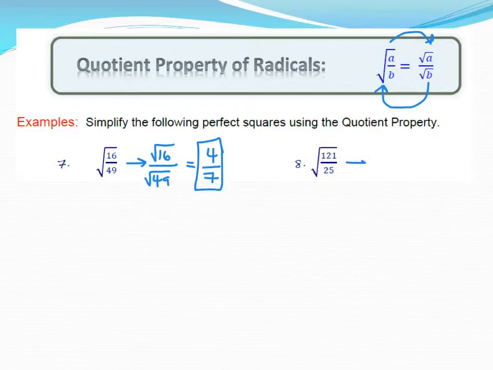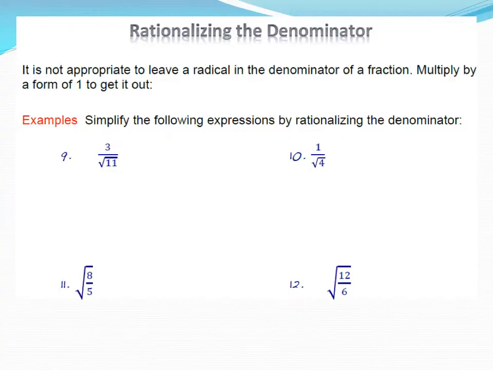Same thing here. Next, radical 121 over 25. I take the square root of 121, divide by radical 25. Now I can simplify. Square root of 121 is 11. Square root of 25 is 5. I get 11/5. Easy peasy lemon squeezy. Excellent. All right, so the next thing, we talked about adding like radicals or subtracting. We talked about the product property. We talked about the quotient property.